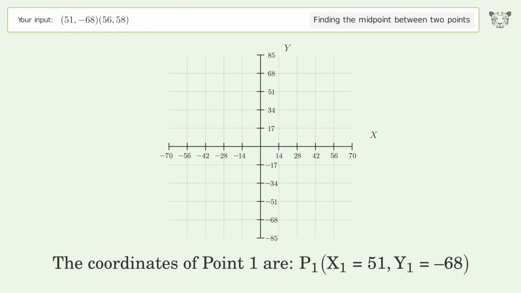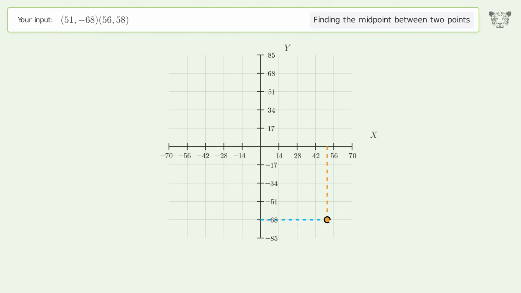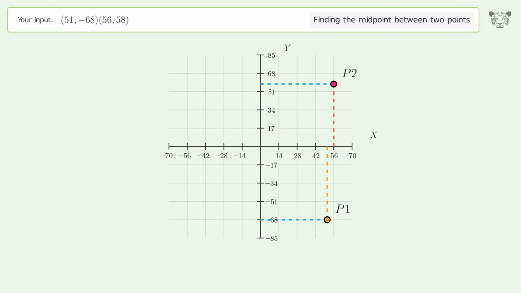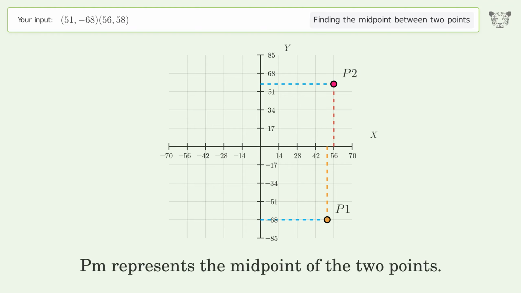The coordinates of point 1 are x1 equals 51, y1 equals -68. The coordinates of point 2 are x2 equals 56, y2 equals 58. PM represents the midpoint of the 2 points.